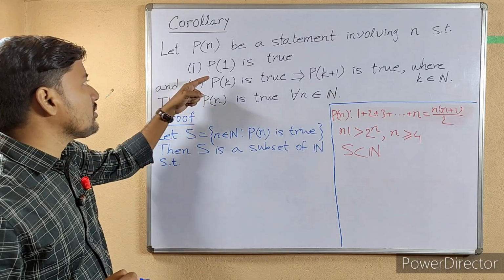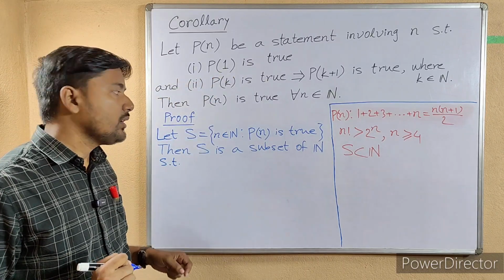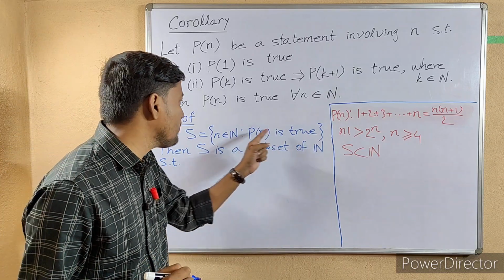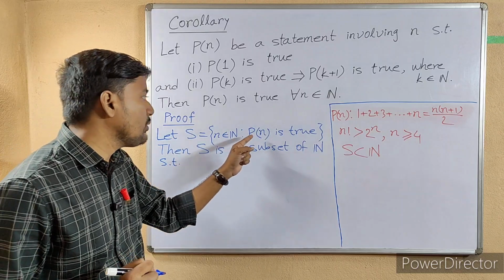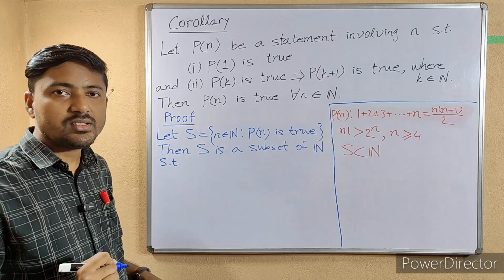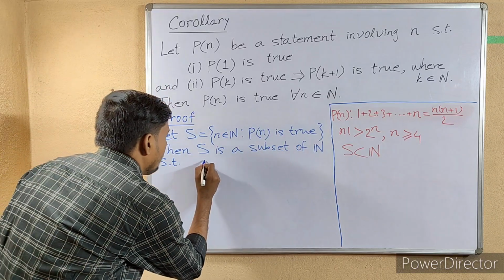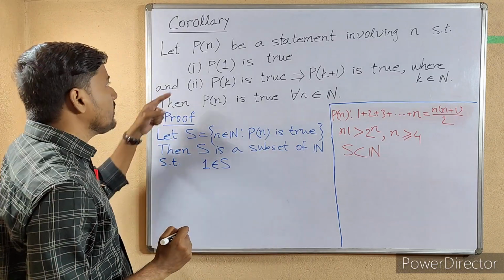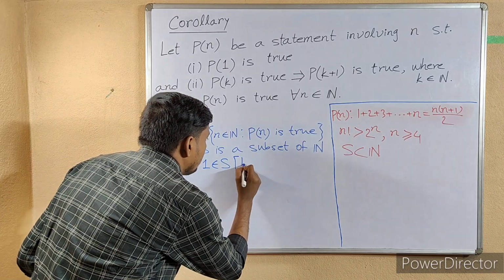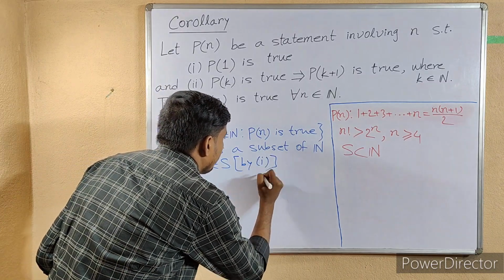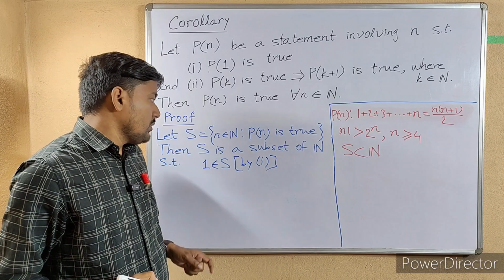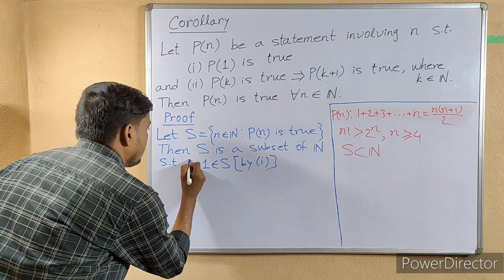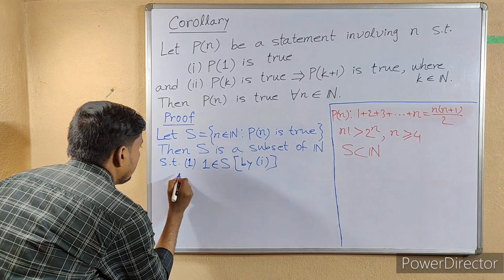Notice that from the first given condition we have P1 is true. So from here we can say 1 belongs to S, because Pn is true implies n belongs to S. So P1 is true implies 1 belongs to S. And this is obtained by the first given condition, that is by the condition 1. So S is a subset of N such that 1 belongs to S, and this is number 1.